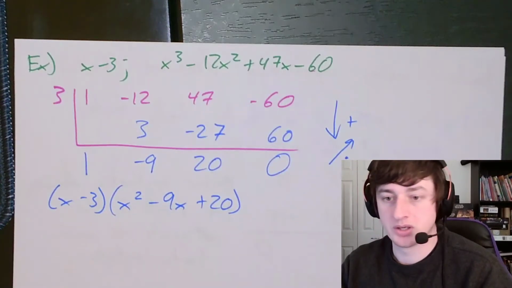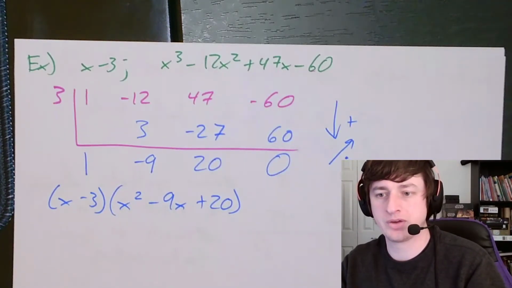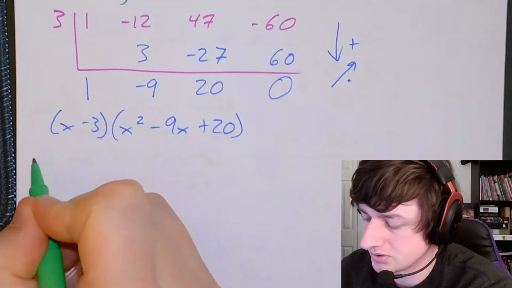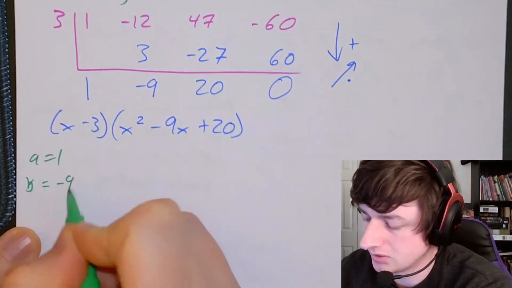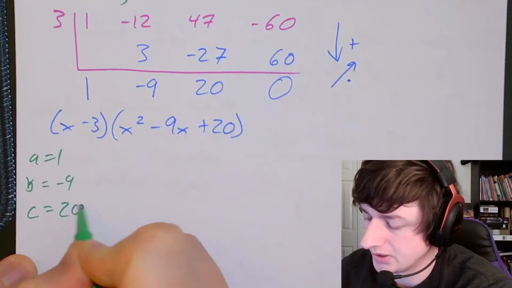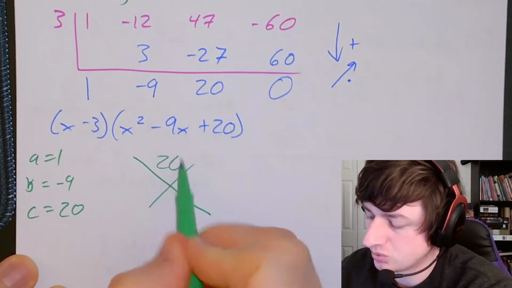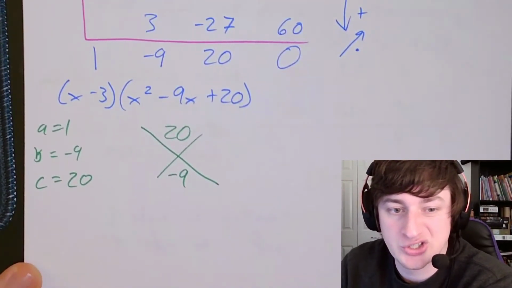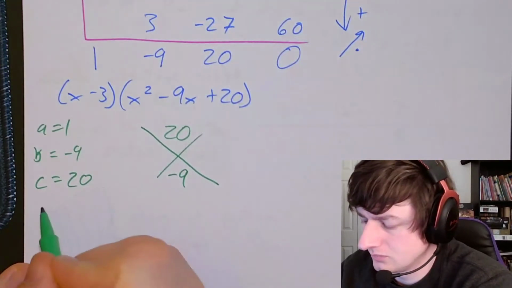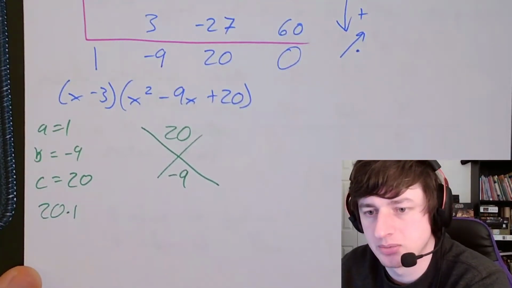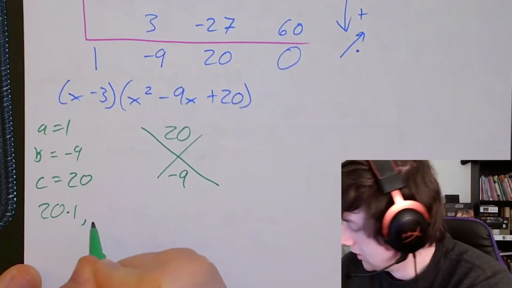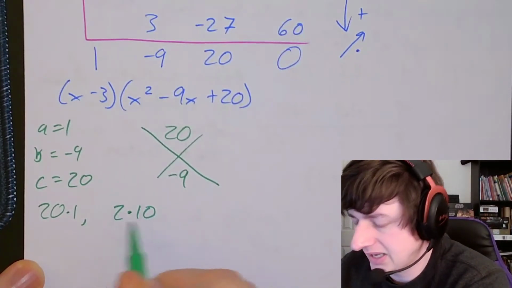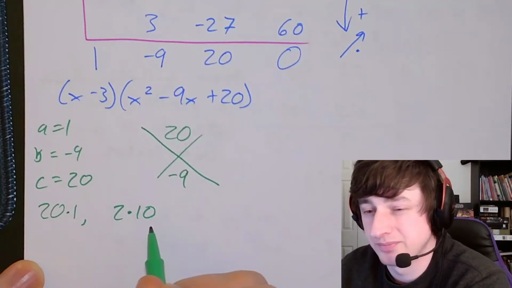And then we need to say, okay, well, we have a quadratic. It's x squared. So the way to factor this thing is a equals 1, b equals negative 9, c equals 20. What two numbers multiply to make 20 and add to make negative 9? Well, I don't actually know. 20 times 1 multiplies to make 20. That doesn't add to make negative 9. 2 times 10. That adds to make 8, or subtracts, and 12, not negative 9.